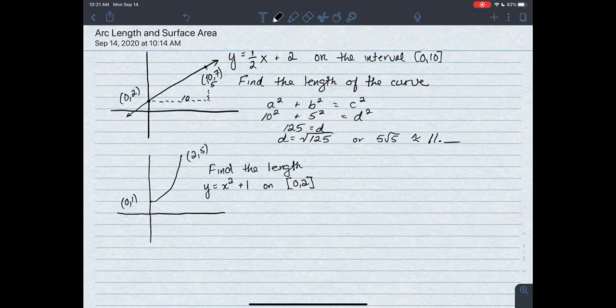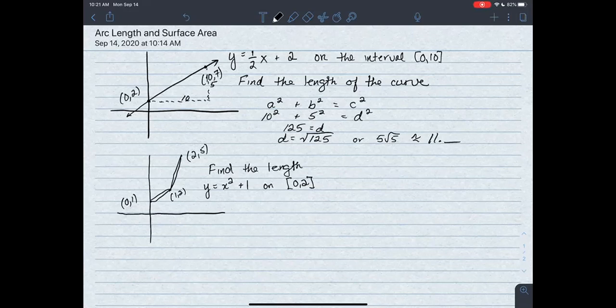And we're just going to sort of chop things up. So I could chop in 2 pieces. And if I chopped in 2 pieces, I'd go from 0, 1 to 1, 2, and I'd have 2 line segments. And would that be an overestimate or an underestimate? An underestimate. I'm going to be a little bit too low.